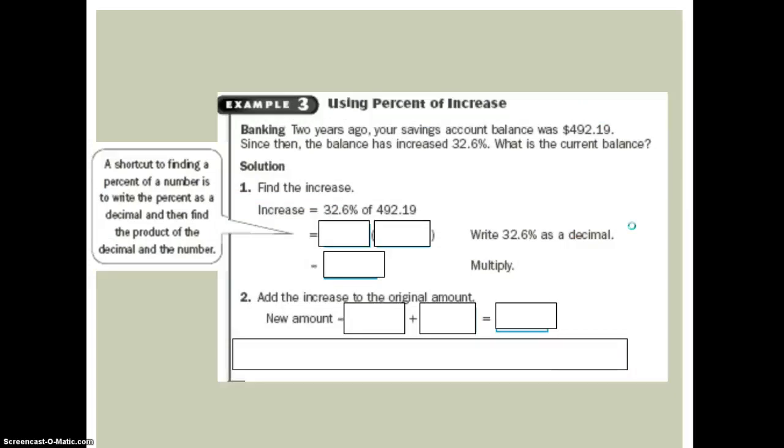Let's talk about using a percent of increase. 2 years ago, your savings account balance was $492.19. Since then, the balance has increased 32.6%. What is the current balance? To figure this out, we need to take my percentage and multiply it by how much was in my savings account. Because that 32.6% is of the 492, so we are multiplying.